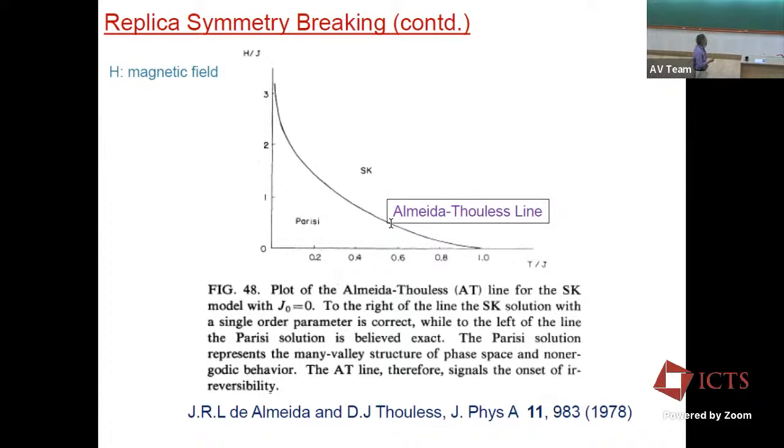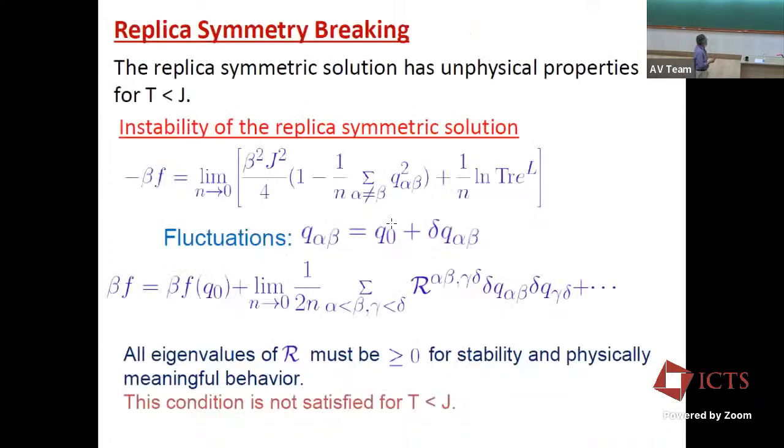Okay, so this is the instability. This is what we have done until now: we found out that the SK solution is not a physical solution at low temperatures. And the reason that it doesn't give you physical results is that it is unstable in the extended space.